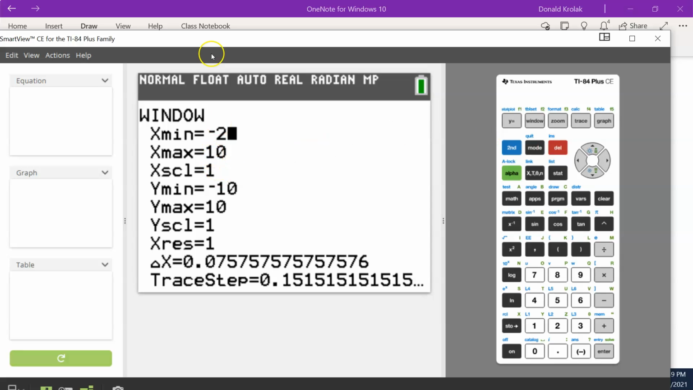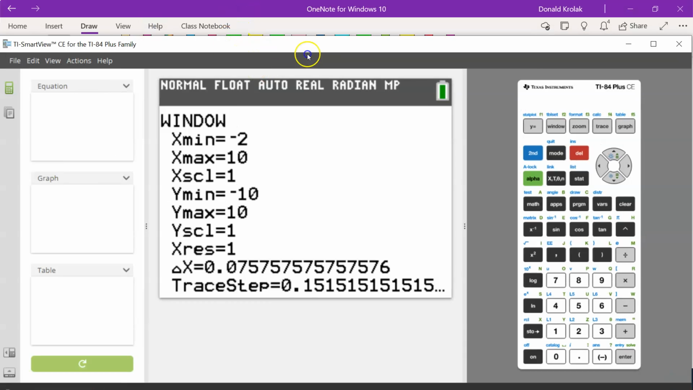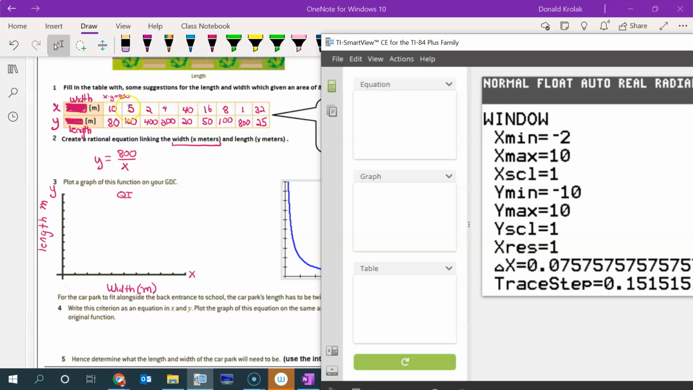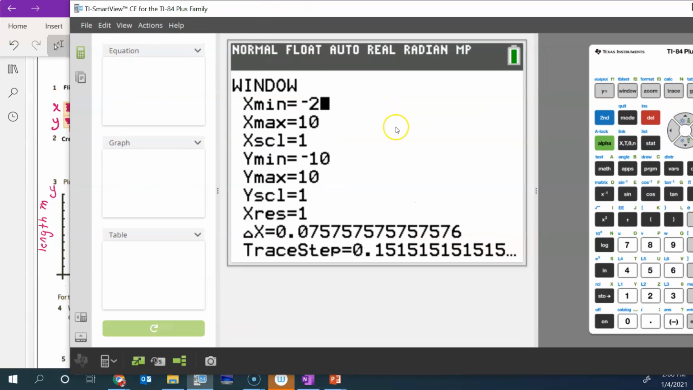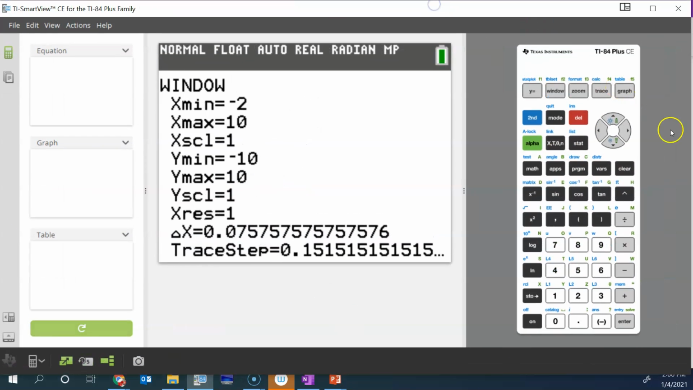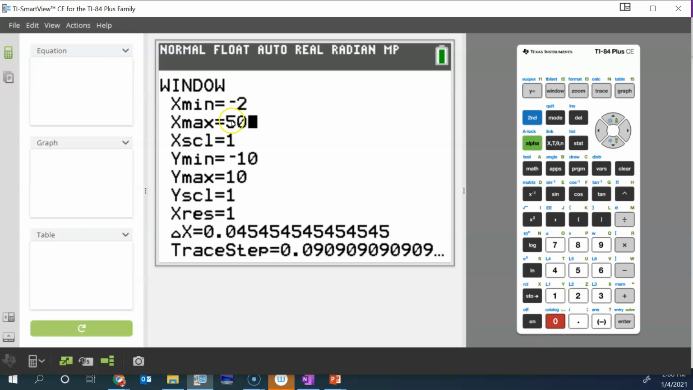Okay, now X max. So when I'm looking at this list of data here, I got like 2 is the smallest, 32 is the largest. So maybe go out to like 50. And you can change this once we graph it. But now I'm going to go down and change my X max to 50. And then what I always do, so I have 10 tick marks, is I divide that number by 10. That's my scale.